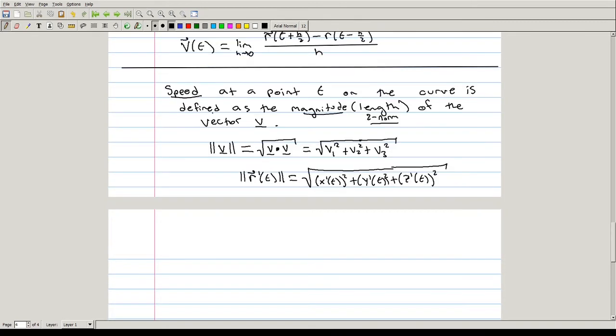Now remember that this magnitude formula holds for any vector. For any vector, if we want the 2 norm length of that vector, we can apply this formula right here. It's a very important formula, actually, which we'll come to in a second.